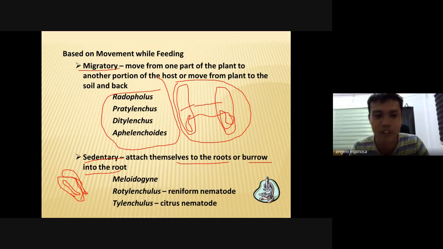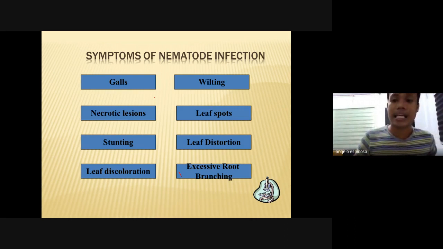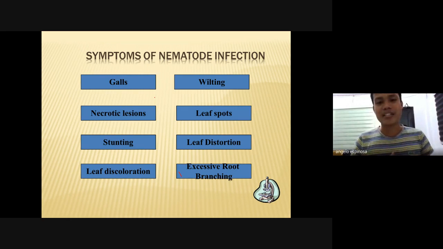Okay, now let's continue. I'm very happy because you are all understanding my discussion. Now let's proceed to the symptoms of nematode infection. These are the symptoms that you need to familiarize: galls, wilting, necrotic lesions, leaf spots, stunting, leaf distortion, leaf discoloration, excessive root branching. If you have these questions in the board examination with multiple choices, at least you know this is infected by nematodes.